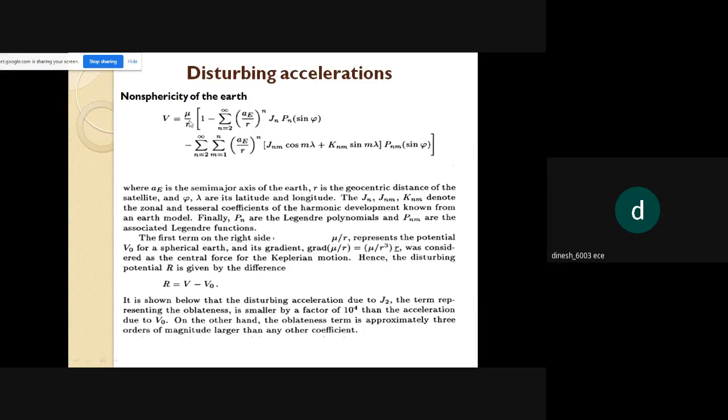The first term on the right side, mu by r, represents the potential V naught for a spherical Earth, and its gradient, mu by r cubed, is considered the central force for Keplerian motion. Hence the disturbing potential R is given by R equals V minus V naught. From this, we can show that the disturbing acceleration due to J2 is smaller by a factor of 10 to the power 4 than the acceleration due to V naught.